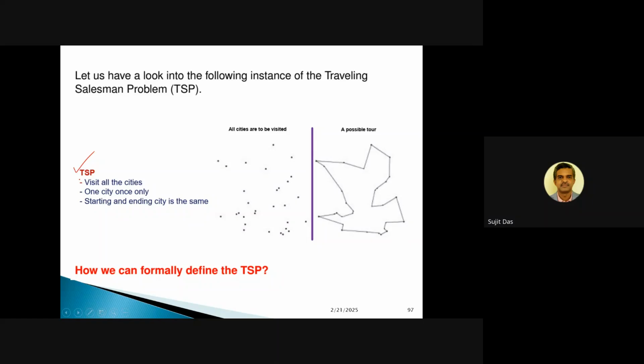Those who are just starting to learn optimization techniques, all of you need to learn this traveling salesman problem, understand it and solve it. If you can solve the traveling salesman problem, then obviously you can solve the remaining set of problems. There are a number of optimization problems, but the traveling salesman problem is well known among all those. So firstly, you should target to solve this one. Visit all the cities, one city only once, starting and ending cities the same, correct?